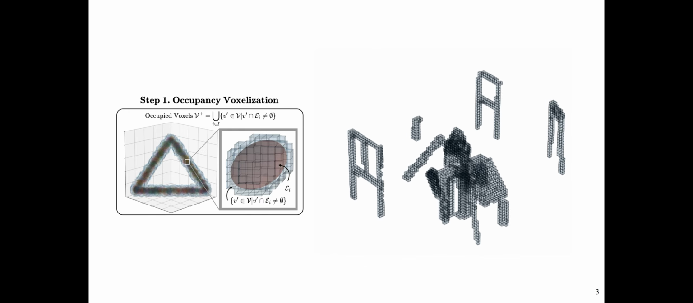First, we extract an occupancy map by dividing the scene into a uniform voxel grid and identifying all voxels that overlap with a fixed confidence interval of any Gaussian distribution. The resulting occupied voxels are shown on the right.